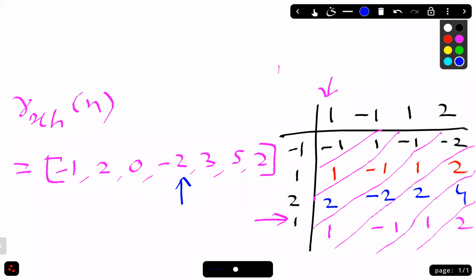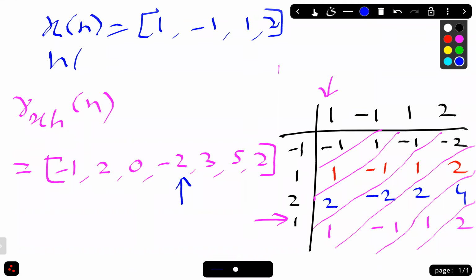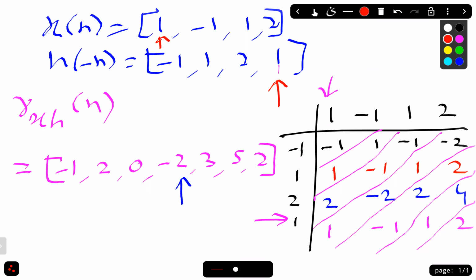No. Now here we have 2 sequences. Let me write. First sequence we have is x of n is equal to 1, minus 1, 1 and 2. This is our first sequence. And h of n, now we take h of minus n sequence. h of minus n is what? Here we have minus 1, 1, 2, 1. Means here we have the arrow at this part for the first question and the arrow at this part for the second question. In the first question, how many samples are there before the arrow?